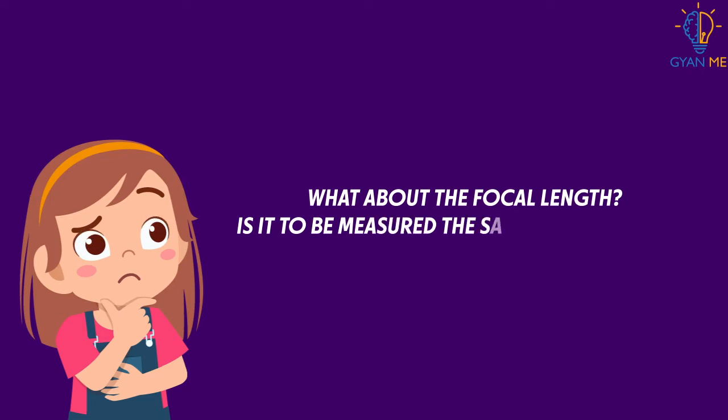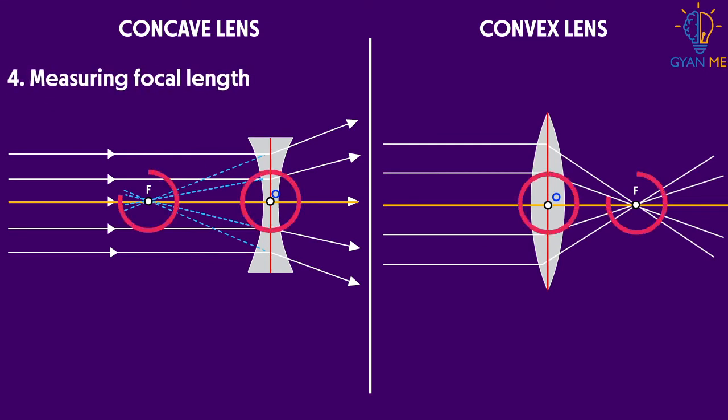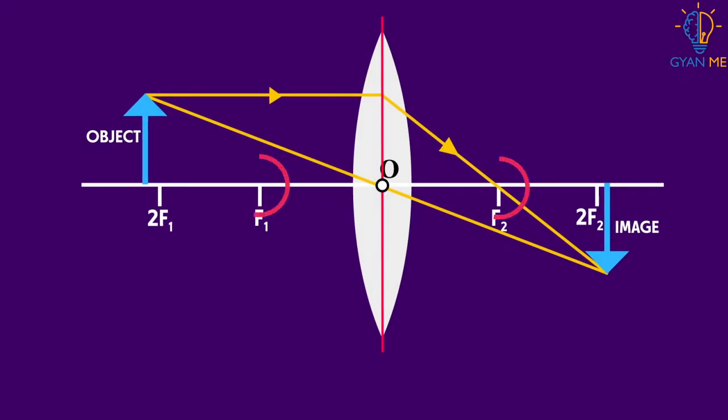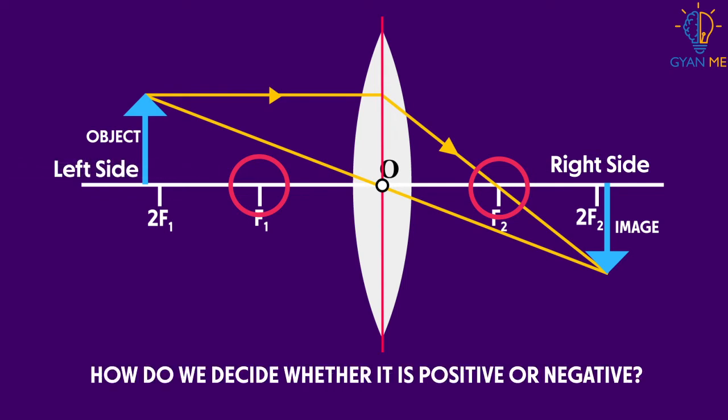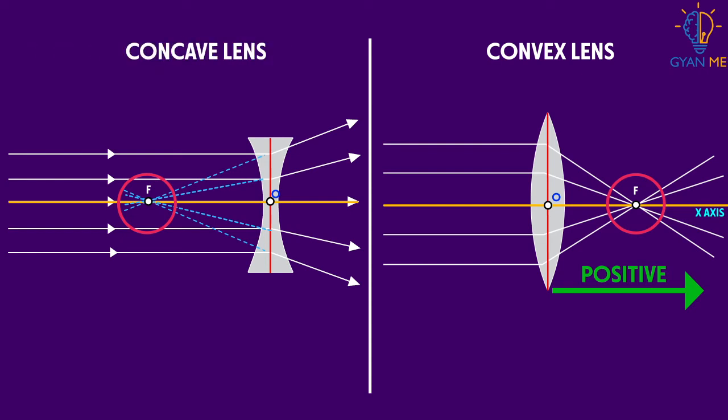Is it to be measured the same as that of the mirror? Let's find out. As we know, the distance between the optical center and the focal point of the lens is called the focal length of it and is denoted by small f. In the case of a lens, we know that there are two focal points, one on the right side and the other on the left side. So how do we decide whether it is positive or negative? Well, that's why in the case of lenses, we have an additional rule which says that the focal length of a convex lens is positive and that of a concave lens is negative. This is obvious, isn't it?